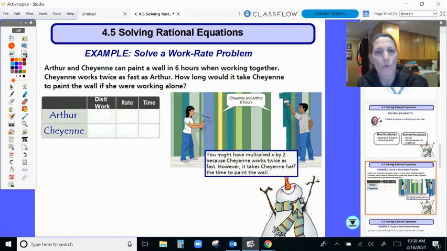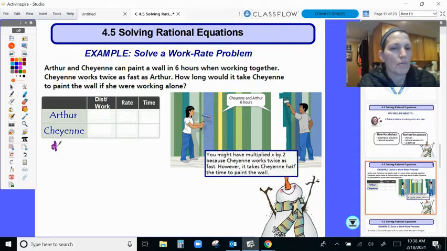Arthur and Cheyenne can paint a wall in 6 hours working together. If Cheyenne works twice as fast as Arthur, how long would it take for Cheyenne to paint a wall if she's working alone? So usually, we have our distance equals rate times time formula.